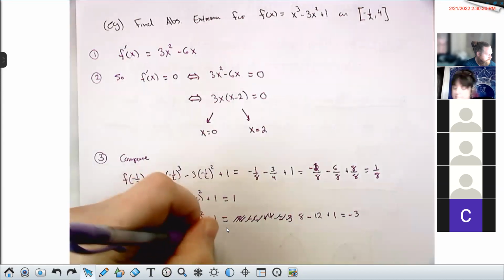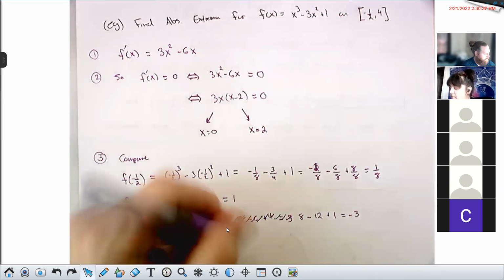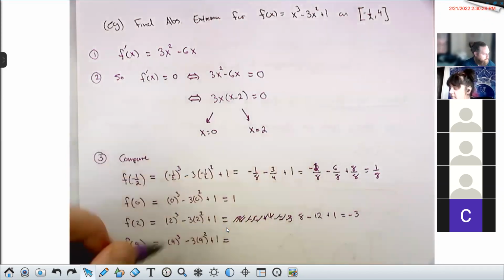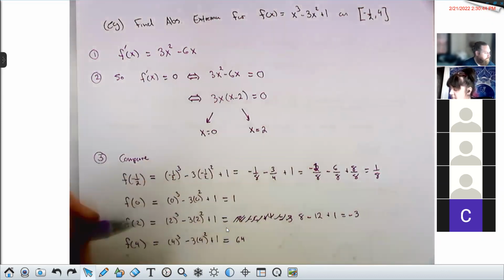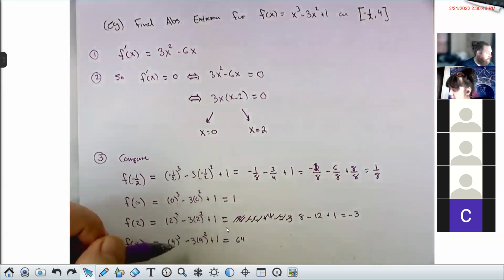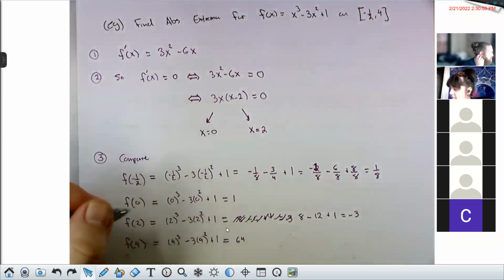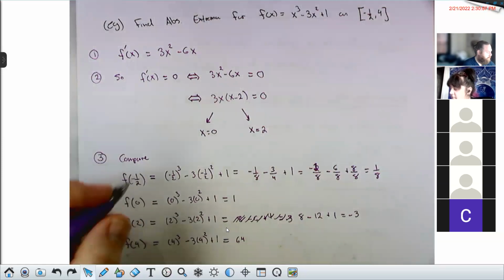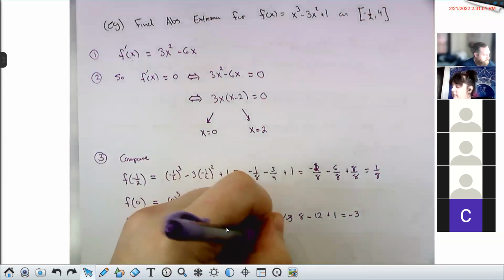Okay. And then our last guy, f of 4, will be 4 cubed minus 3 times 4 squared plus 1. 4 cubed is 4 times 4 times 4, which is 16 times 4, which is 64. Minus 4 squared is 16. 16 times 3 is, let's see, 48. Is that right? 30 plus 3 times 8. Yeah, 48. And then plus 1.